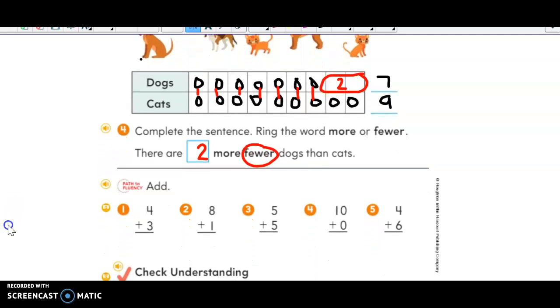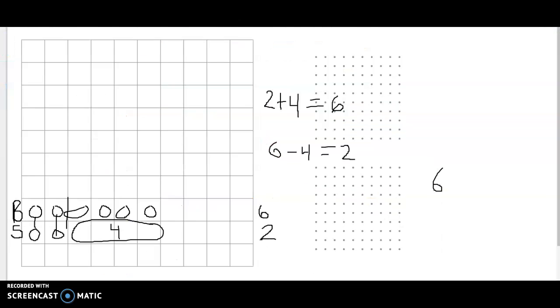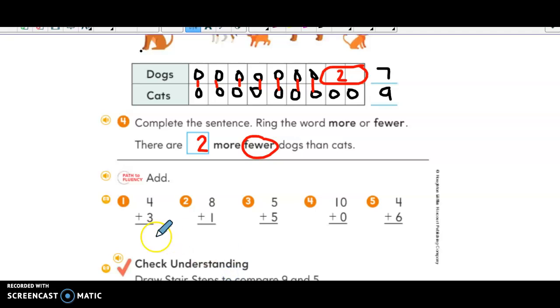Awesome. The last thing we have to do is a little bit of fluency for addition. I notice that these are in vertical form, and remember that doesn't change the answer. You're still adding 4 plus 3, and your answer goes down here. Okay? Check for understanding. You don't have to use the stair steps. If you want, you can go back to your math board, and then you're going to compare 9 and 5. So you would do 9 circles on top, 5 circles on the bottom. Check and see which ones are the same, and then find what the difference is between those two.